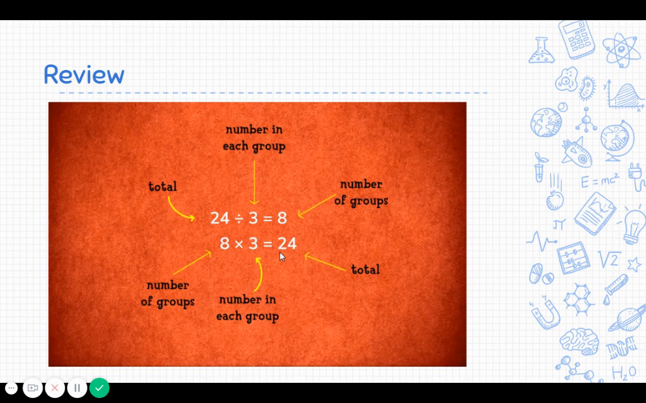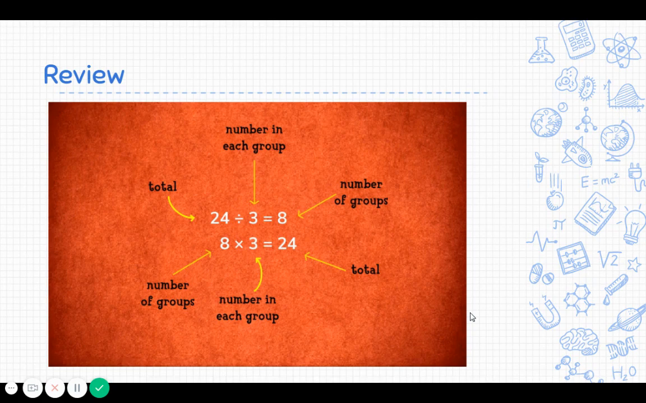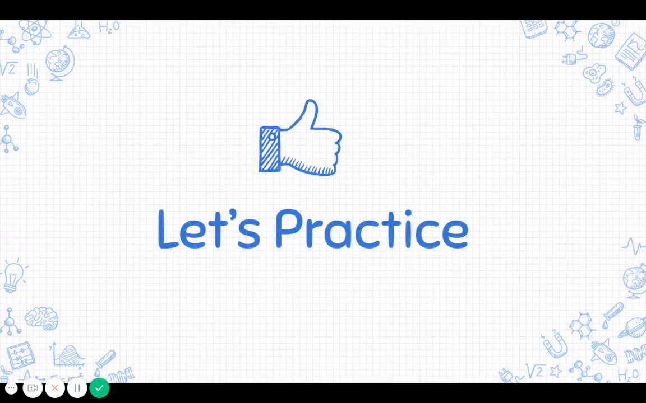And I look into that memory of mine where all my facts are stored, and I remember that 8 times 3 is 24. Now, look at the total here. Let's not forget that in multiplication, the total is at the end. In division, the total is at the beginning. Okay? So this is basically it. I want you to now focus on those practice exercises, and let's see what you learned.